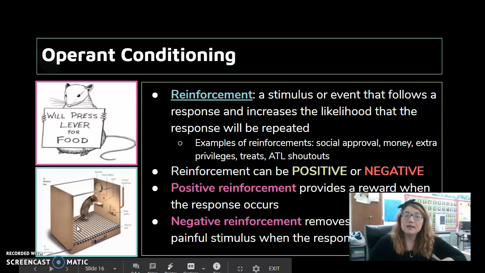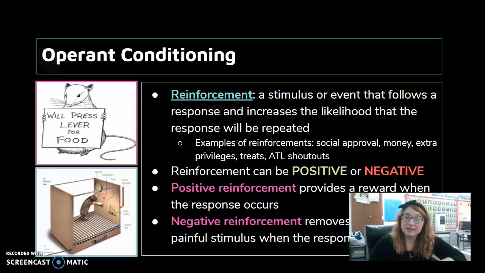Now, reinforcement has the ability to be either positive or negative. When we say positive or negative within the realm of operant conditioning, it means you are either adding or subtracting. So positive reinforcement occurs when you are adding a reward to increase the likelihood that that behavior will occur again. Negative reinforcement means that you are taking away something that is painful or unpleasant in order to increase the likelihood that a behavior would occur again.